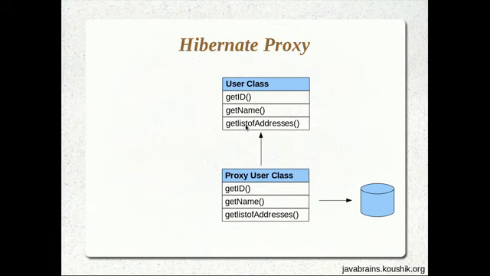Now consider this list, the one that we're talking about. We have a getListOfAddresses. Now instead of pulling up all these values and handing them over to you, you're handed a proxy user class which does not have the complete list of addresses.